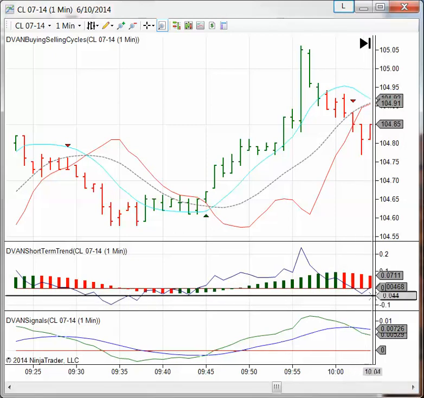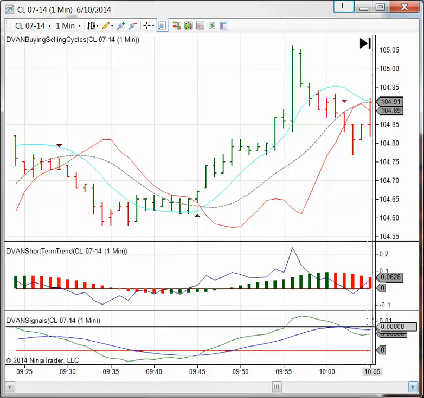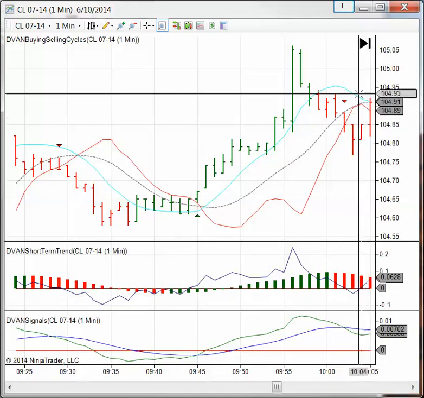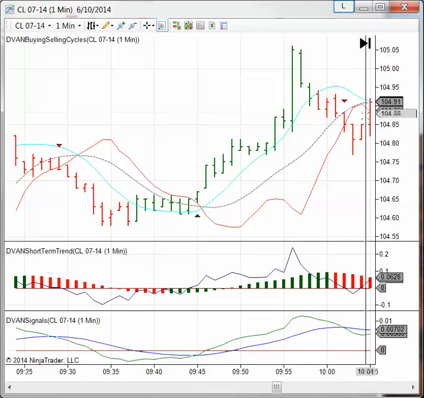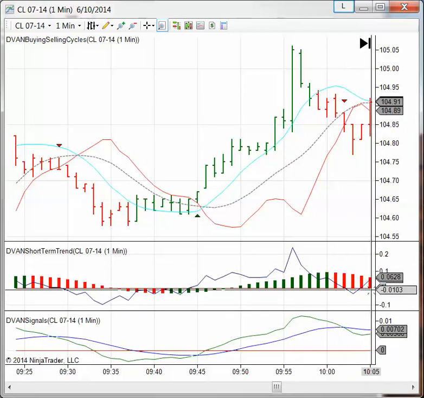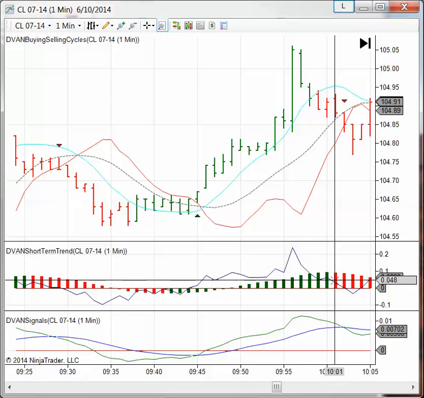The leading line's coming back into the histogram a little bit. It continues to come back in the histogram a little bit. Instead of converging, the light blue and red lines start moving apart. We're going to stay with the short-term trend, which shows that we're still weak, still bearish, but this is definitely a point of caution.